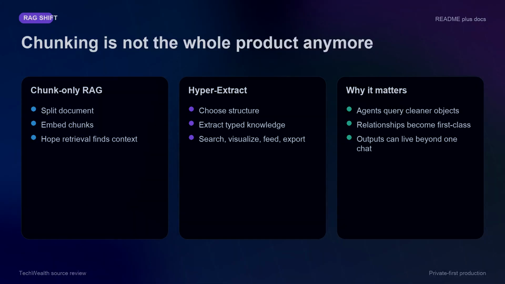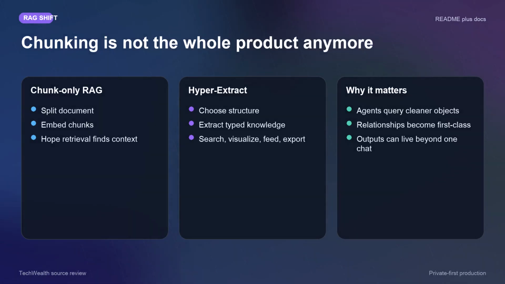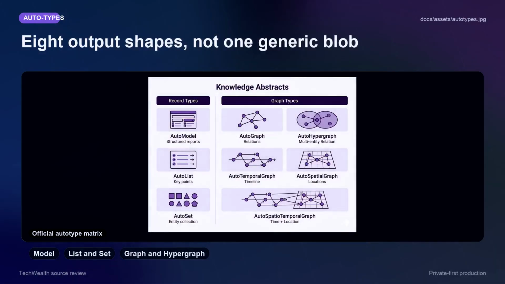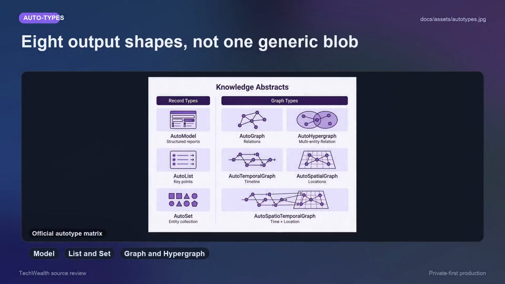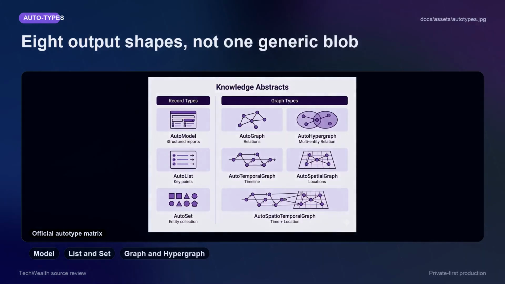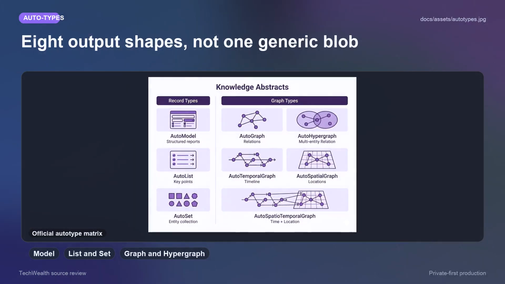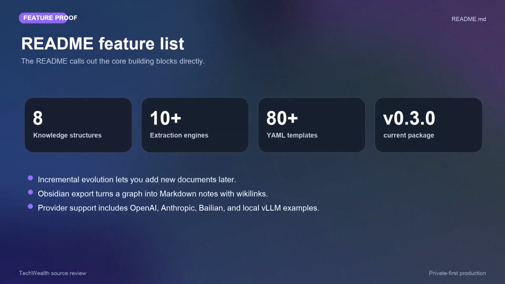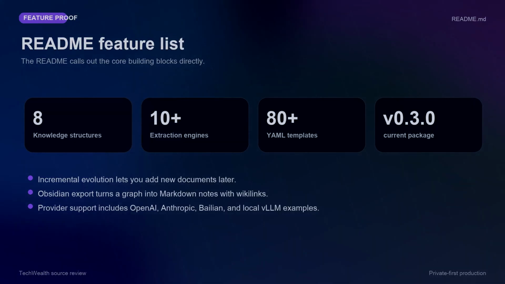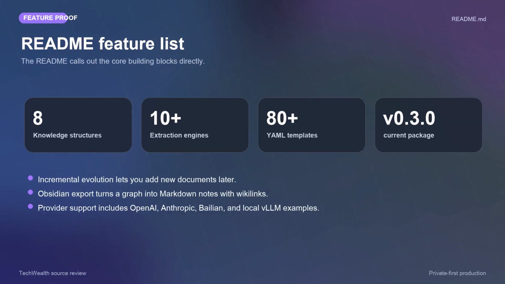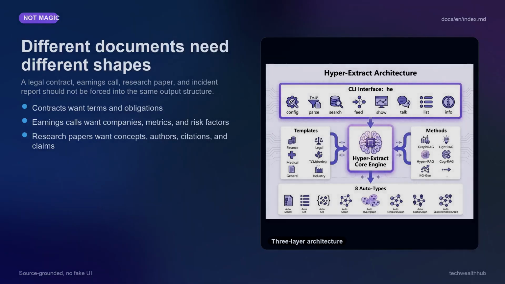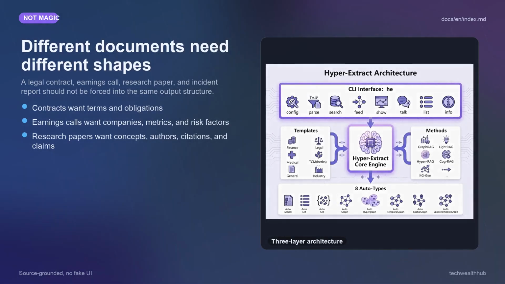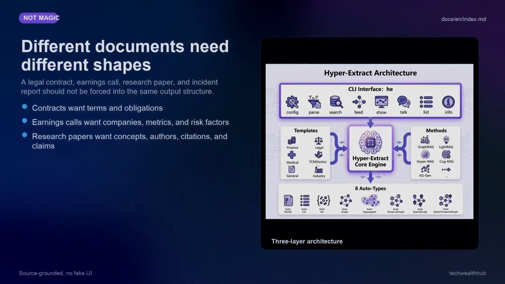Normal RAG often starts by slicing a document into chunks, embedding those chunks, and hoping retrieval pulls back the right paragraph later. HyperExtract is trying to move one level earlier. It asks the model to produce a typed structure first, then keeps that structure as the artifact you search, visualize, feed, export, or query. The README says the project supports 8 autotypes, including models, lists, sets, graphs, hypergraphs, temporal graphs, spatial graphs, and spatiotemporal graphs.